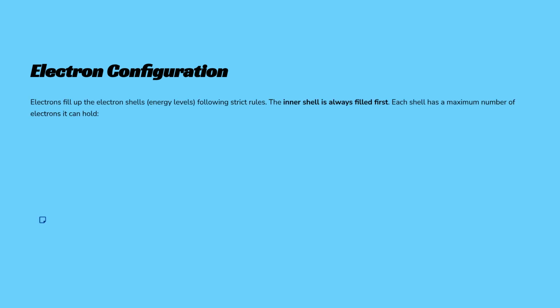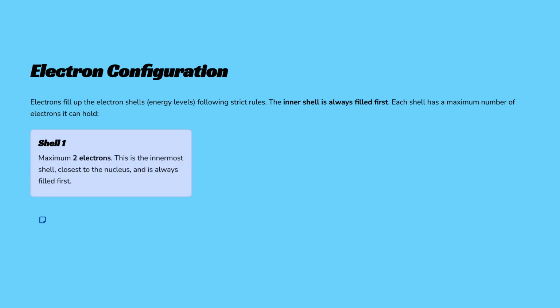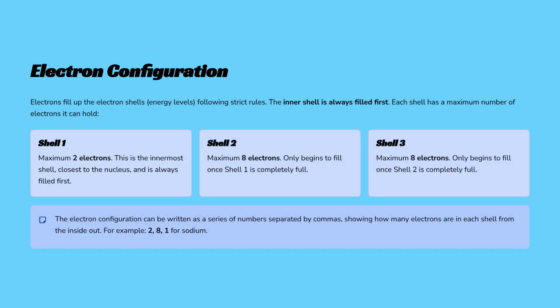Electron configuration describes how electrons fill energy levels. The inner shell fills first, holding a maximum of 2 electrons. Shells 2 and 3 can each hold up to 8 electrons, filling sequentially.